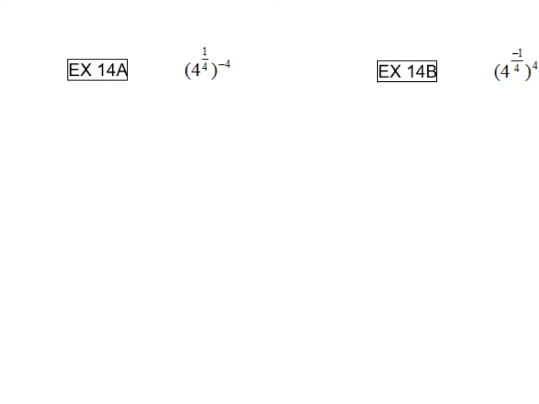All right, 4 to the 1/4 raised to the negative 4th power. Let's go ahead and multiply 1/4 times negative 4. Make that a negative 4 over 1, and we get negative 4 over 4, or an exponent of just negative 1. So this really is 4 raised to the negative 1 power. Well, there's a negative exponent. We're going to bring it to the bottom to make it positive. 1 over 4 to the positive 1 power, which is just 1 over 4.